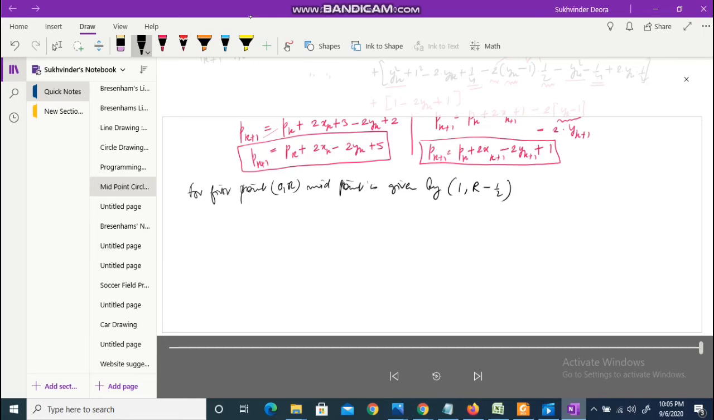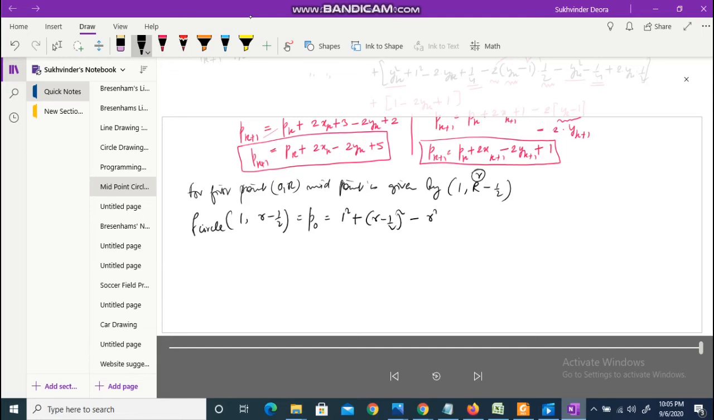Therefore if you evaluate the value of p naught, it will be given by f of circle of 1 comma r minus half, and it is equal to p naught. So the value of p naught will be given by 1 square plus r minus half whole square minus r square. So these will be the terms.